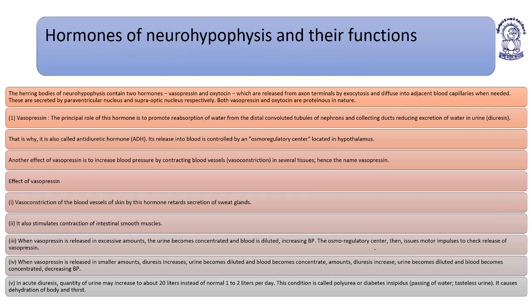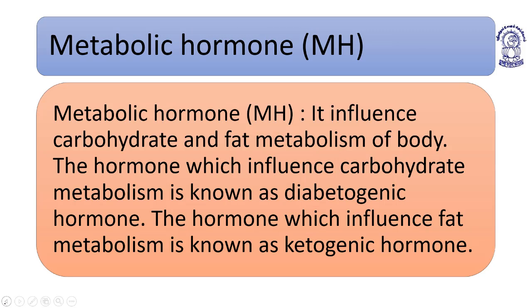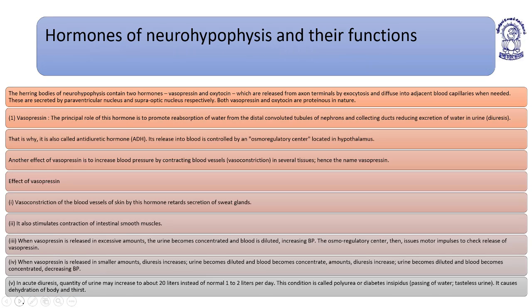Hormones of the neurohypophysis and their functions. So, diabetogenic and ketogenic. The herring bodies of the neurohypophysis contain two hormones, vasopressin and oxytocin, which are released from axonal terminals of exocrine cells by the process of exocytosis and diffuse into adjacent blood capillaries when needed. These are secreted by the paraventricular nucleus and supraoptic nucleus respectively. Paraventricular nucleus secretes vasopressin and supraoptic nucleus secretes oxytocin. Both are proteinaceous in nature.